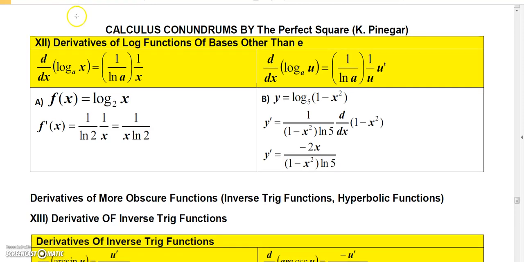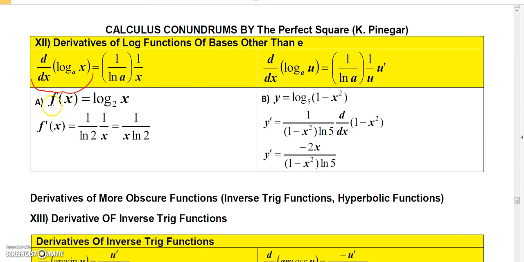Okay, I'm going to talk now to you about finding derivatives of log functions with bases other than e. So the formula for the derivative of log of x, base a, where a is a base other than e, is actually just a product of 1 over the natural log of a times 1 over x.